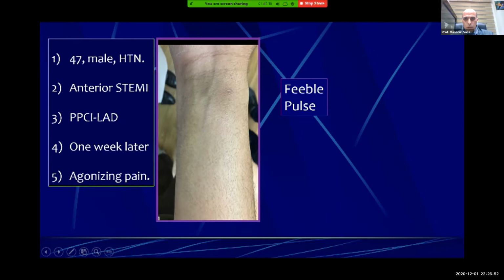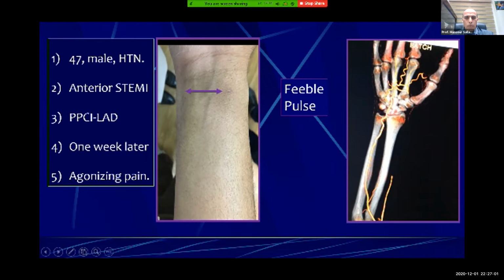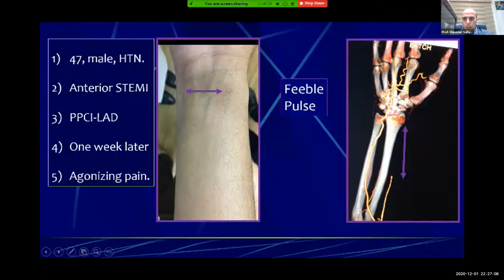While examining the patient, I found, unfortunately, the puncture site was in this area, very close to the styloid process. Because of the intense pain, I asked for a CT scan of his hand. We found this is the radial artery, which is occluded from the styloid process until almost the middle third. So I asked my junior to come and asked him, what is this? He doesn't know the patient. He said, okay, it is a radial artery occlusion.